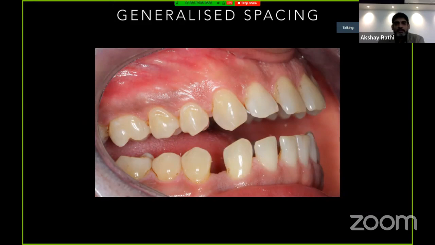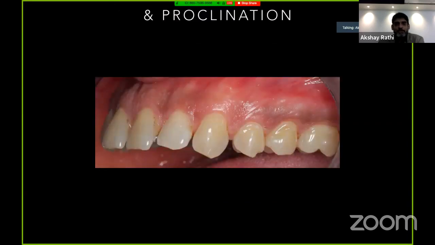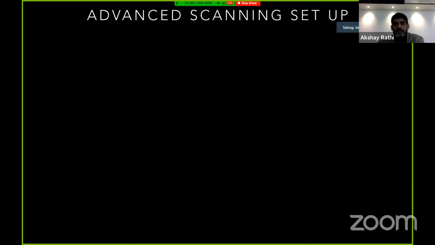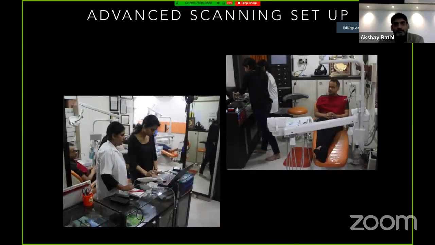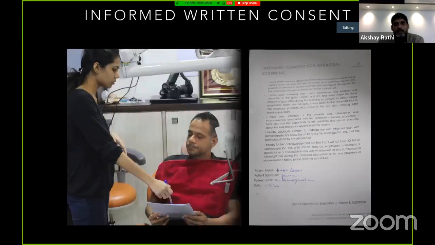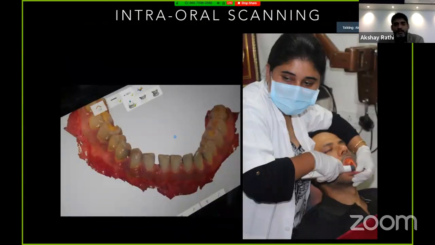You can observe the generalized spacing that this patient had, and this was his major cause of concern. We got the scanning done. A couple of dentists from the aligner team come and take the informed written consent from the patient as well as the dentist, and this is the intraoral scanning that is taking place.